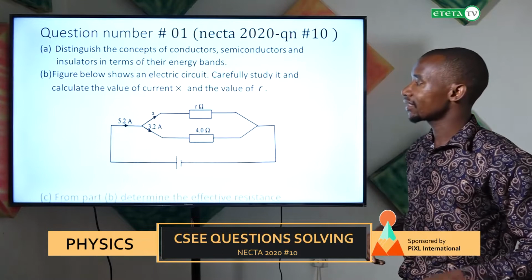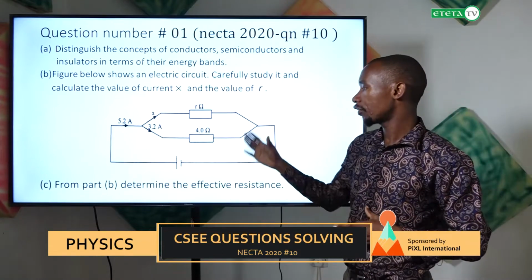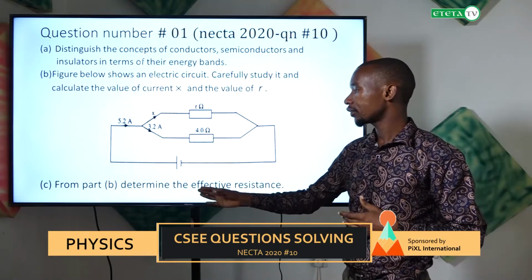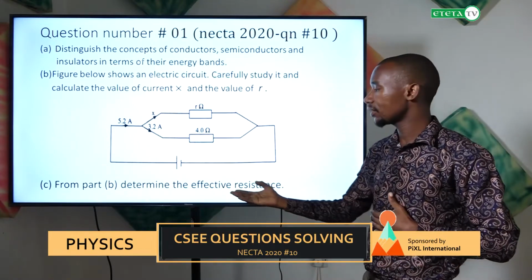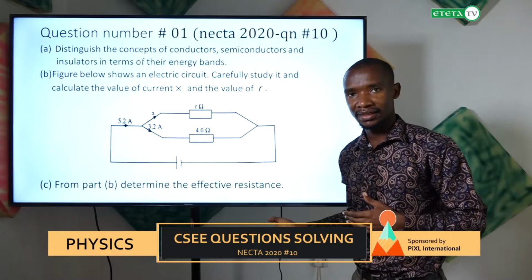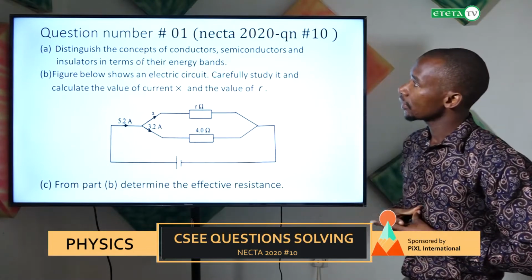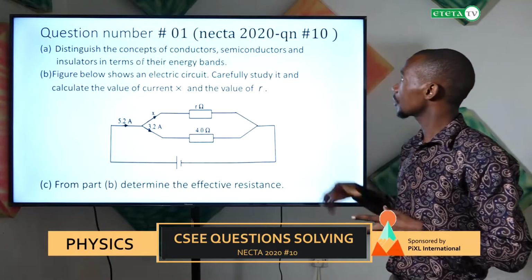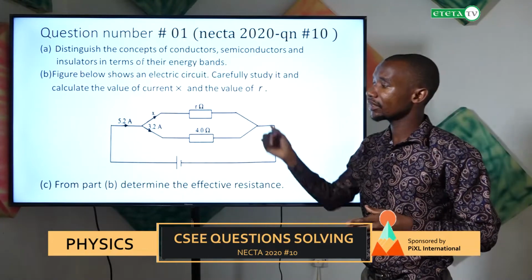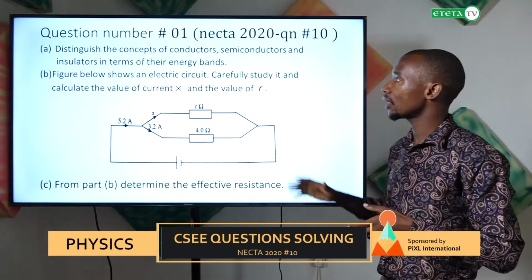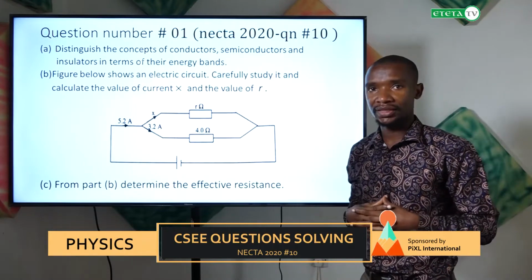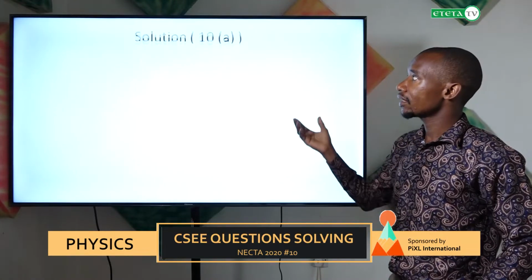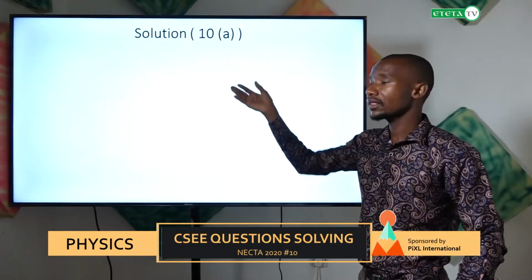Also, part C, from the figure above, we are required to find the effective resistance. Means what? Total resistance. So this was the question given by NECTA. It was question number 10, 2020. So we are going to see how to answer this question correctly. Let us see our solution. Let us start with part A.